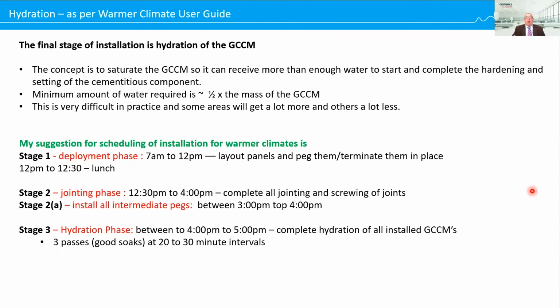Some areas will get a lot more and others will get a lot less. As far as scheduling hydration for the installation process for warmer climates, basically we have 3 stages for installation. First stage is deployment from 7 AM to 12 PM. The contractors will lay out the panels and peg them and terminate them in place, and they'll go to lunch.